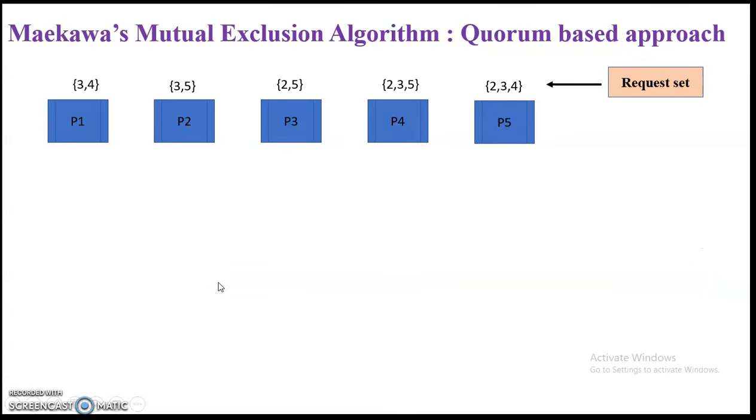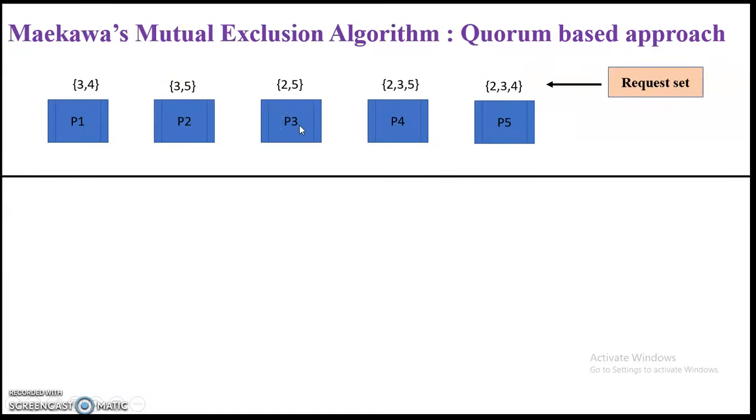Initially there are 5 processes, and each process has its own request set or quorum. For process P1, 3 and 4 is its quorum. For process P2, it's 3 and 5. For P3, it's 2 and 5. For P4, it's 2, 3, 5, and for P5, it is 2, 3, 4. So this is the quorum, or the request set, of each particular site.